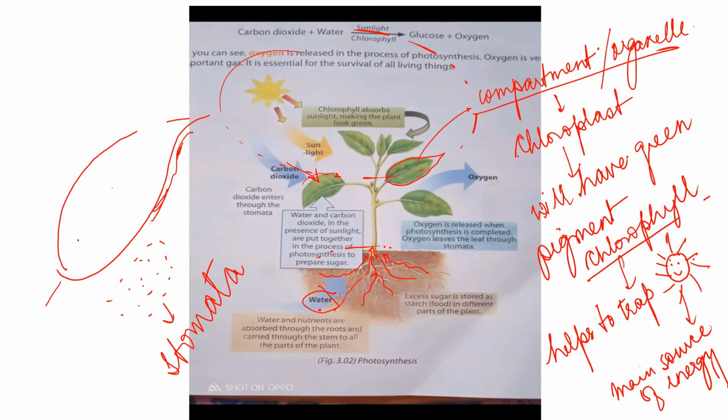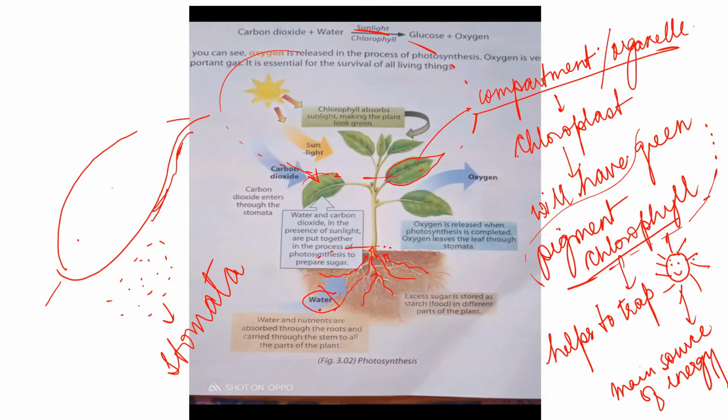So how will the sunlight be trapped by the green plants? With the help of this green pigment called chlorophyll. This chlorophyll is going to first and foremost trap the sunlight. Why do they trap the sunlight? Because it is the main source of energy.